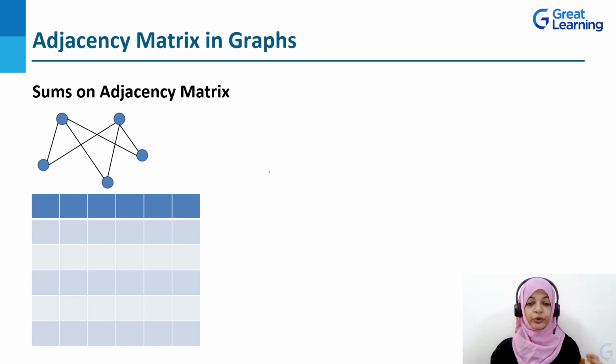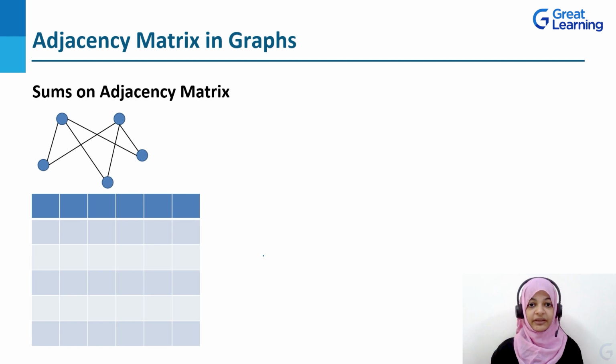Next, let us solve two sums on adjacency matrix to understand exactly how this particular matrix works. Please keep in mind that the adjacency matrix can be formed for different types of graphs. And in these different types of graphs, we've got directed and undirected graphs. So based upon whether the graph is a directed graph or undirected graph, there is a slight difference between the adjacency matrix that we actually form. Let us understand that with an example.